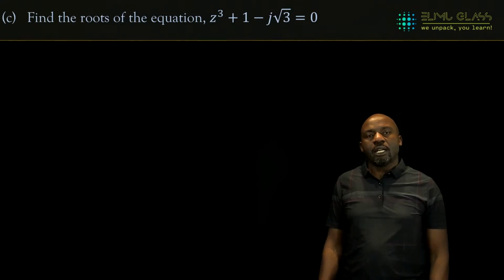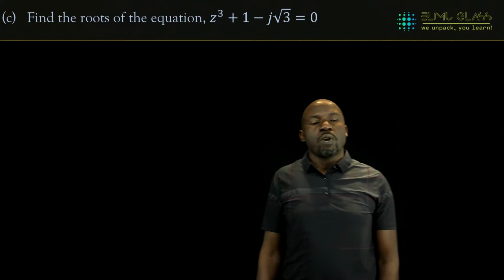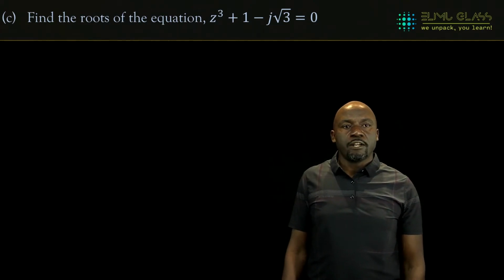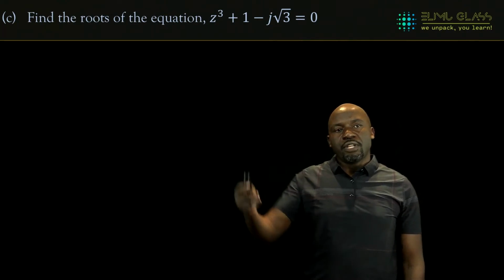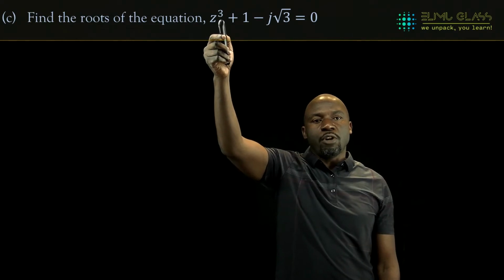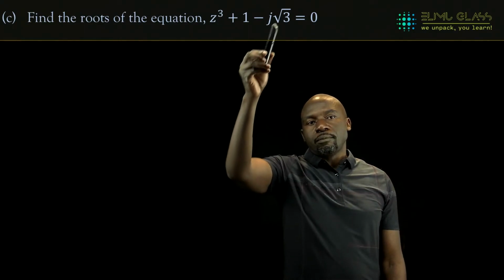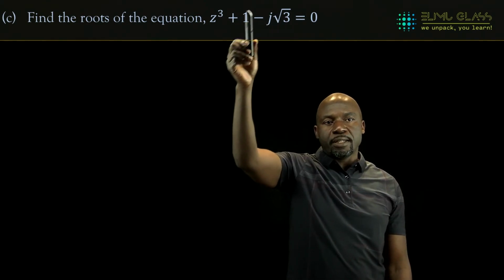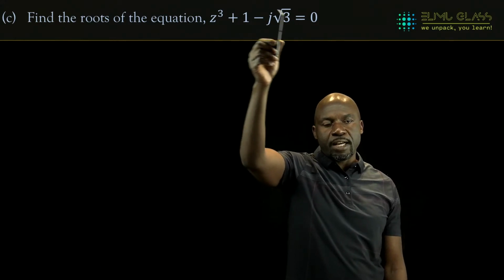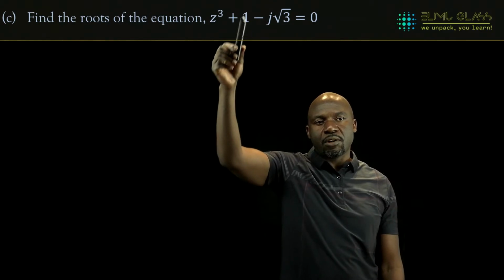Part C requires us to find the roots of the equation z cubed plus 1 minus j root 3 equals 0. So in order to solve this, now this is also a polynomial equation, of course. It is a polynomial equation of order 3. But now notice that the constant term does not contain z in it. Because of that, we can say that the constant term is a complex number.